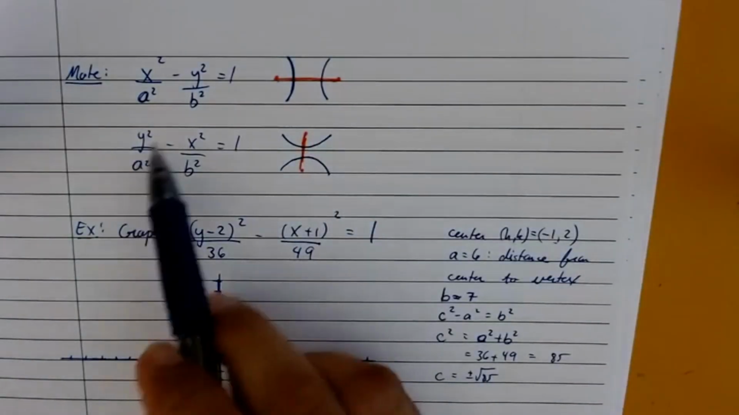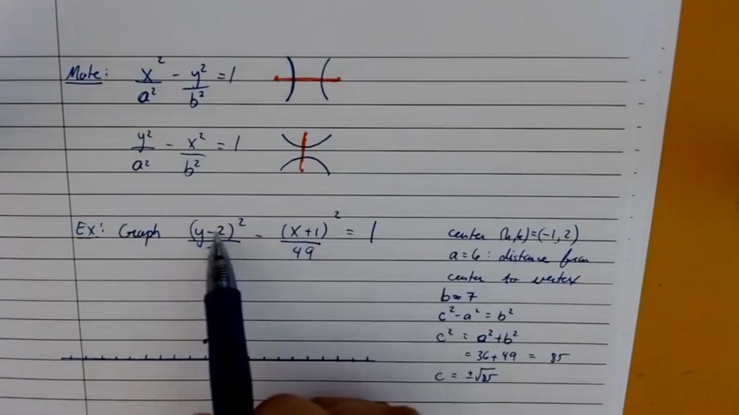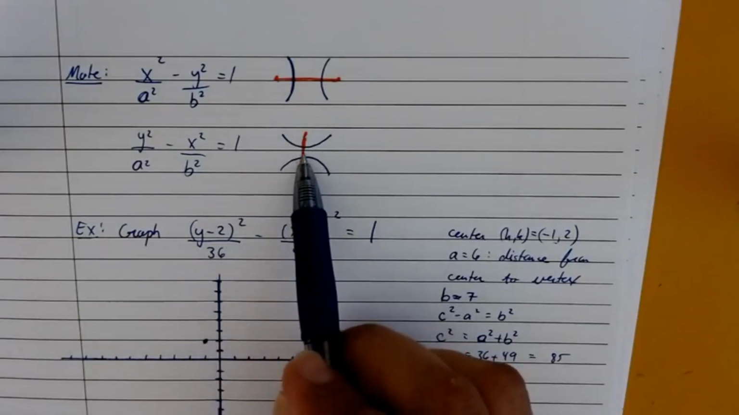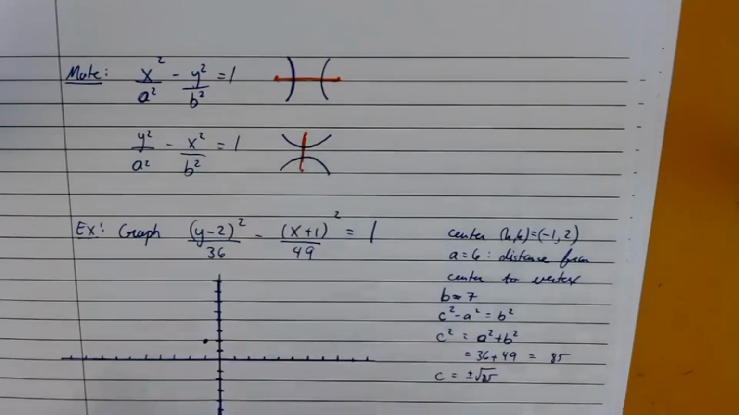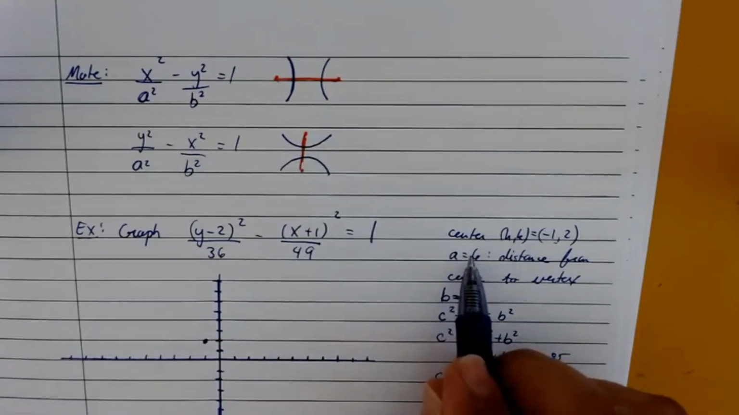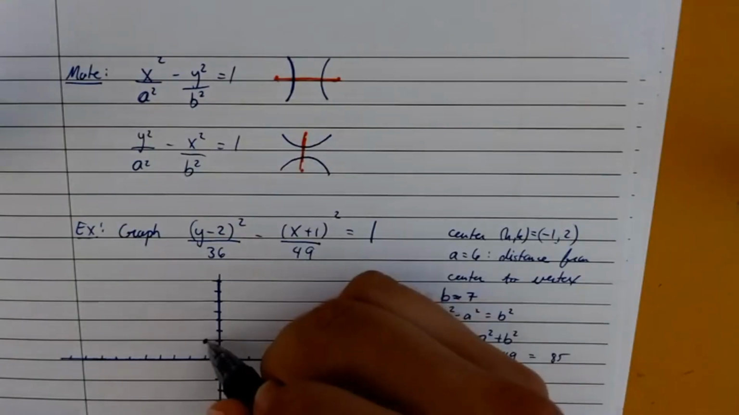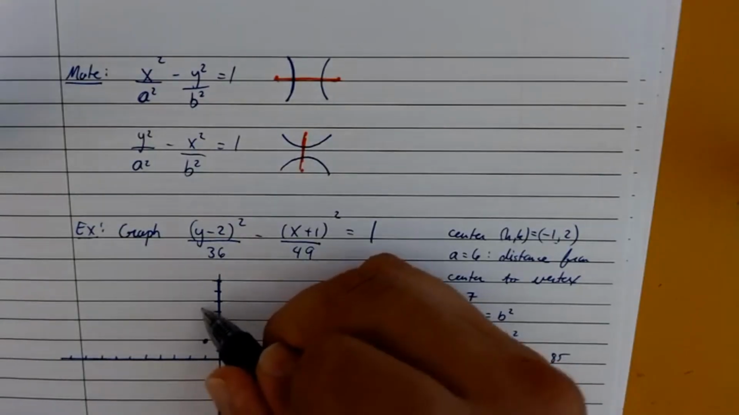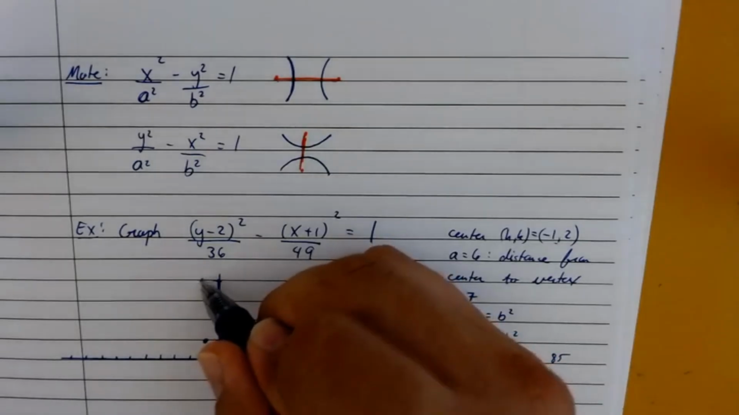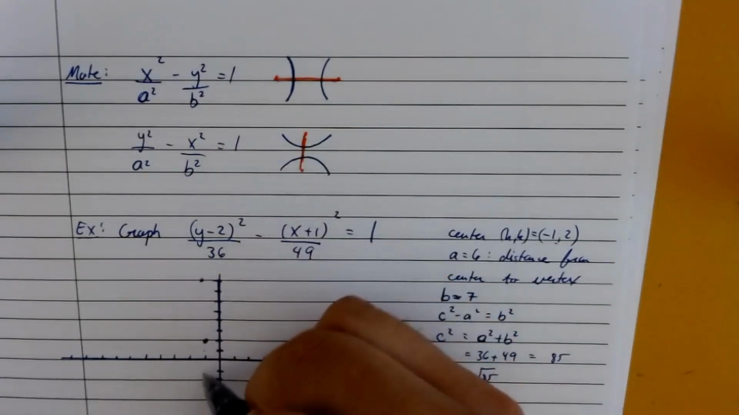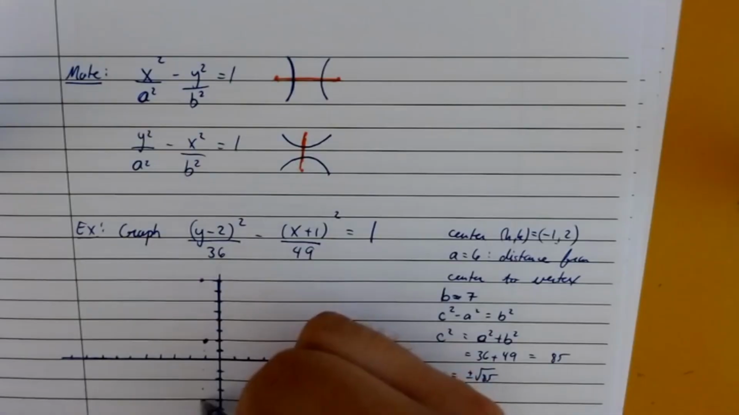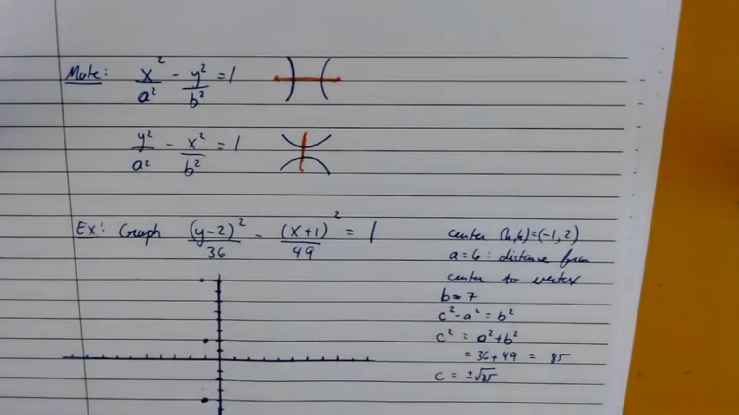Our y squared is the numerator of the positive term, so we know that our focus will be above or below the center. So it's going to be 6 units above or below the center. All right, 1, 2, 3, 4, 5, 6. And down, 1, 2, 3, 4, 5, 6. All right, so we have our 2 vertices.